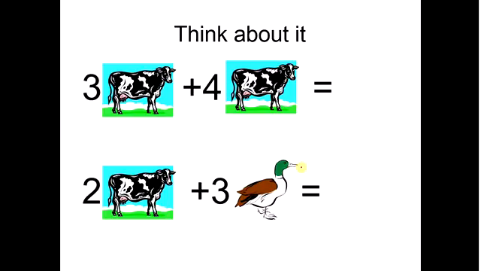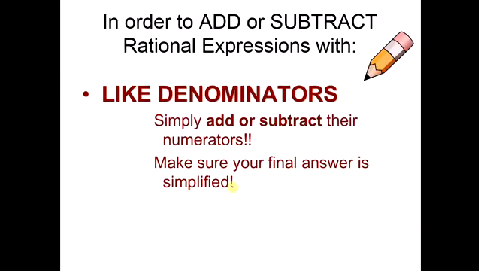So now, let's think. If I have 3 cows plus 4 cows, I have 7 cows, right? Makes sense, right? What if I have 2 cows plus 3 ducks? I don't have 5 cows and ducks. No. I have 2 cows and 3 ducks. So, same thing. To add or subtract with like denominators, you're simply going to add or subtract the numerators. And make sure your final answer is simplified.